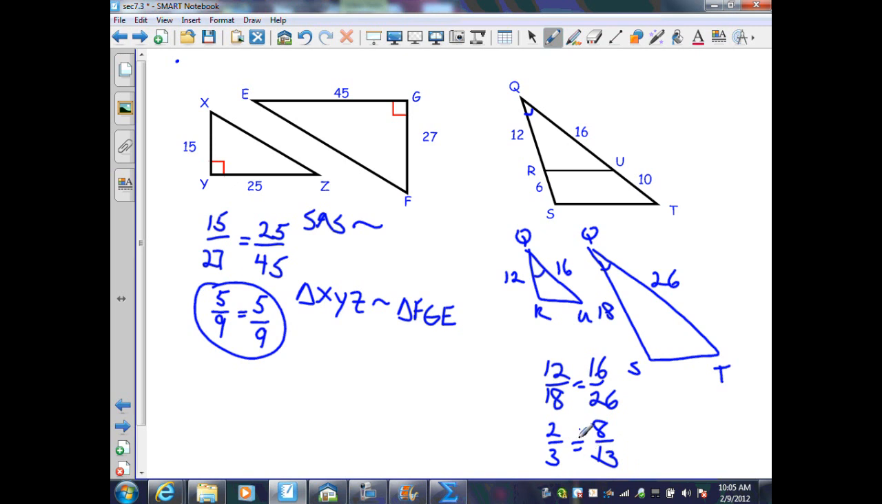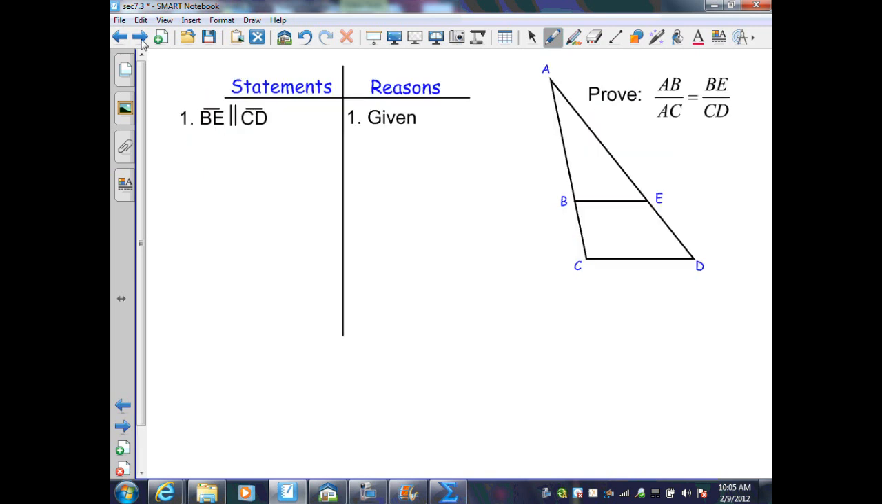And we can see that these are not equal. Therefore, the sides are not in proportion, and they do not meet the specifications of side angle side. So therefore, these are not similar triangles.